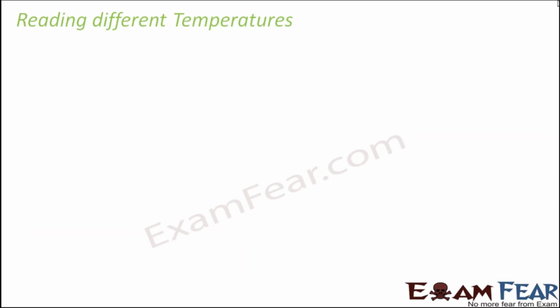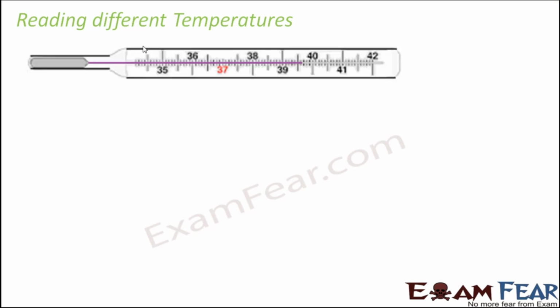So based on the process of reading a thermometer, let us try reading some different temperatures. Here you see the purple colored line represents the mercury line or the mercury level. Here the mercury level reaches up to this point. So how much is this? This is 39. What is this? This is 39.5, and it is just one more short line. And one short line in this case is 0.1 degree. So this will be 39.5 plus 0.1, that is 39.6 degree Celsius.